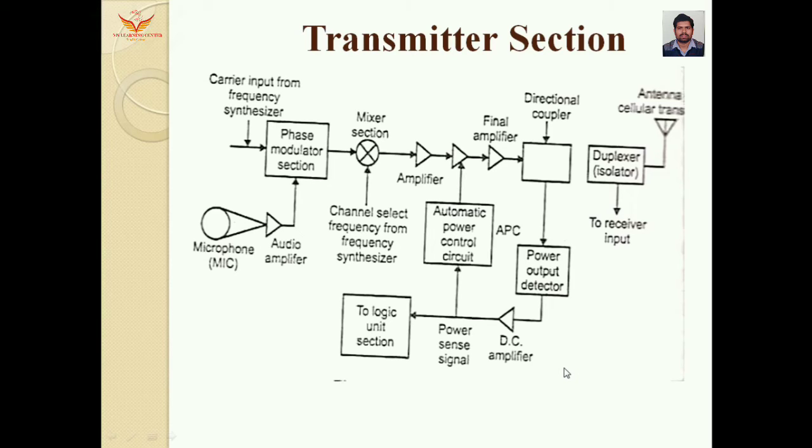The transmitter output is fed to the duplexer or isolator. The duplexer we also call an isolator. The output of the duplexer or isolator allows the transmitter and receiver to share the same antenna. It isolates the signal from the receiver and the transmitting signal. The transmitter and receiver frequencies are spaced by 45 megahertz from each other to avoid any interference.